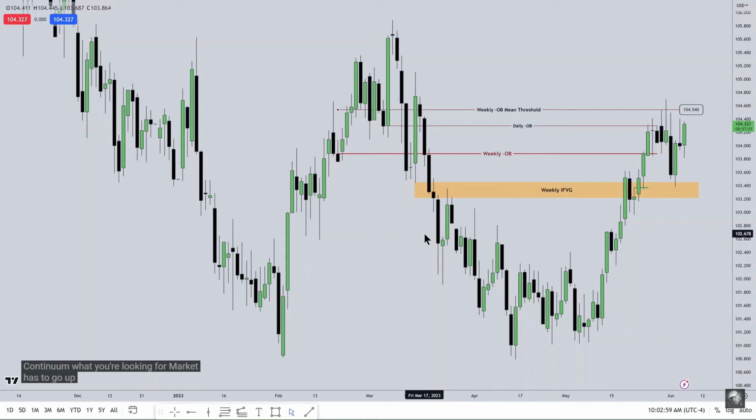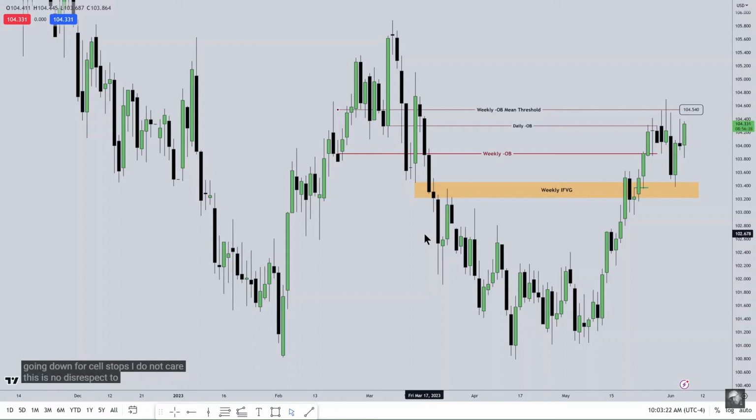Market has to go up to a premium for what? Only two reasons. It's going up to take the buy stops, or it's going up to some inefficiency, some gap. Markets only go down to go to an inefficiency, a fair value gap below current market price, or it's going down for sell stops.